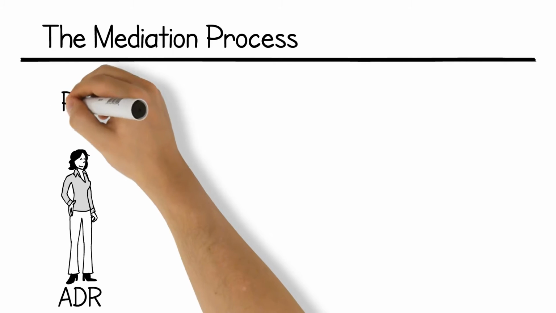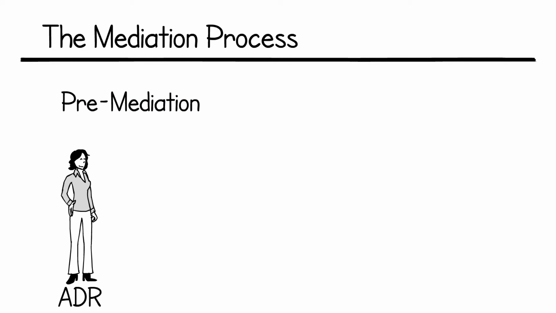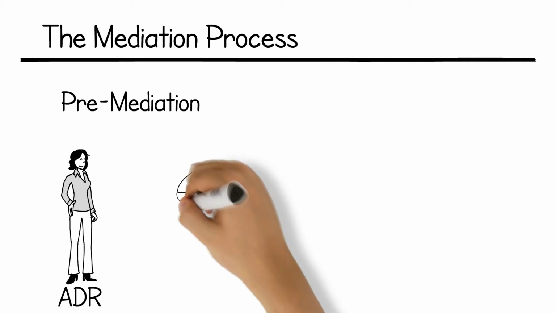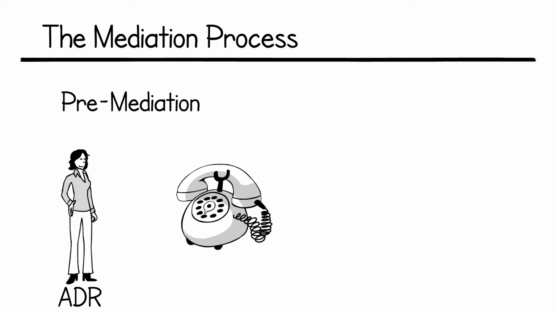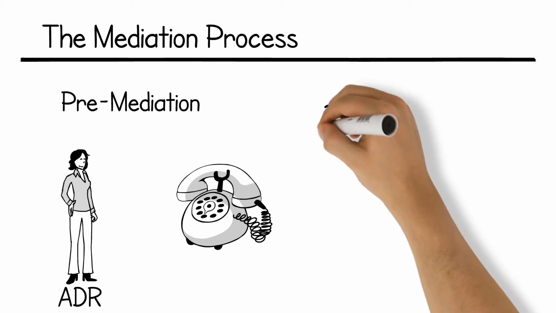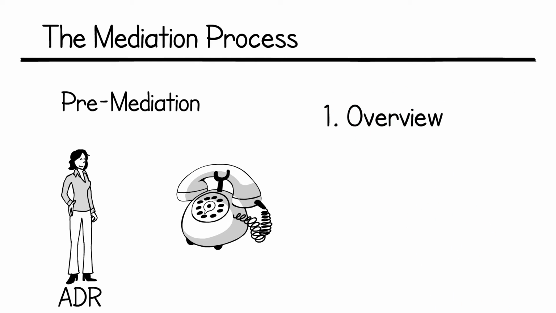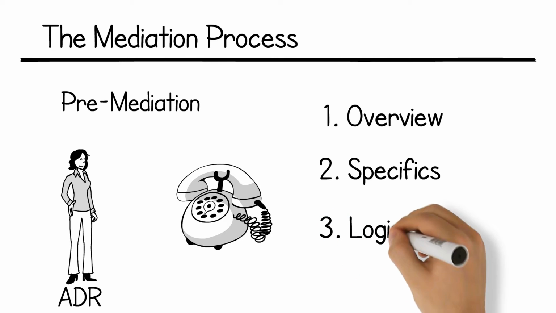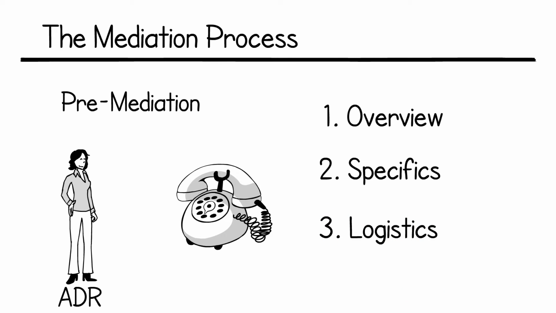Then you'll go through a process called pre-mediation. Here, someone from the ADR unit will give you a call and talk to you about your case. They will go over 3 main things. First, they'll give you an overview of how the mediation process works and what to expect. Second, they'll ask you some questions about your specific case so they can make the mediation work for you. Third, they will go over a few logistics for your mediation, such as when and where. If you are open to mediation, the ADR staff will also go through the same steps of the pre-mediation process with the other party.